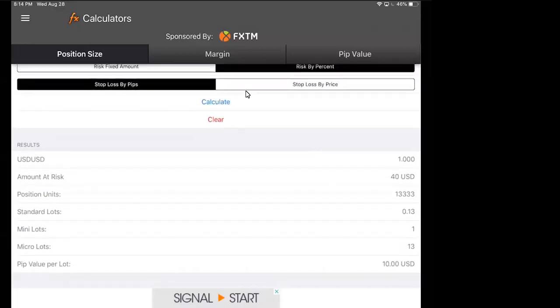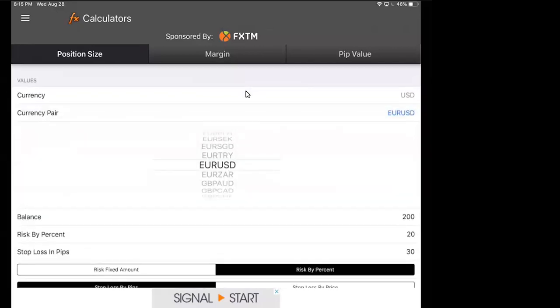So a little bit more complicated, but it gives you the same information. It tells you exactly how much you're risking in dollars. It tells you the positions, and it tells you a whole bunch of information that you use. It even tells you the value. So this bottom line down here, it says pip value per lot. It tells you what that is.